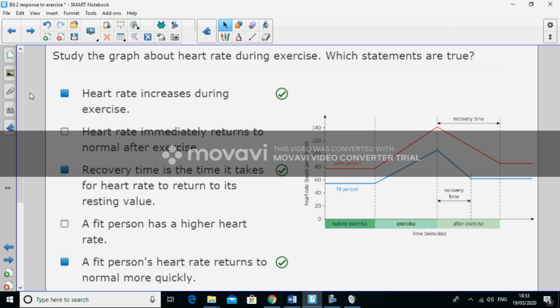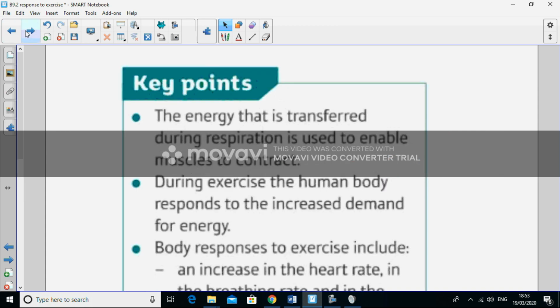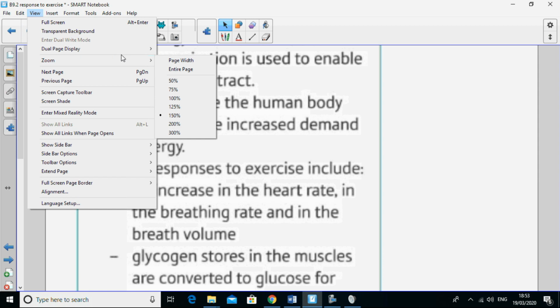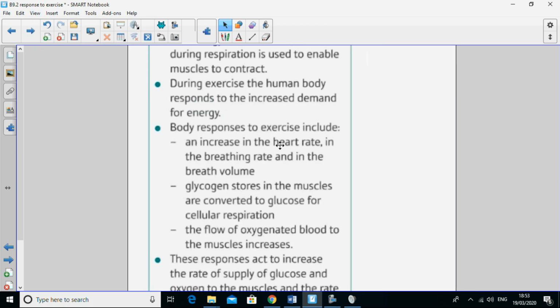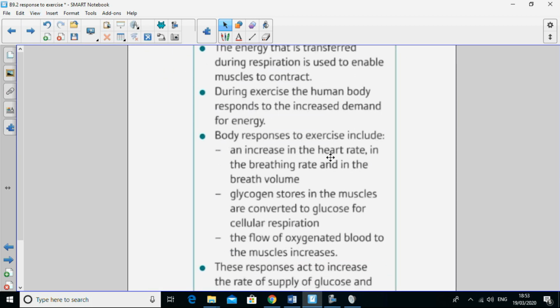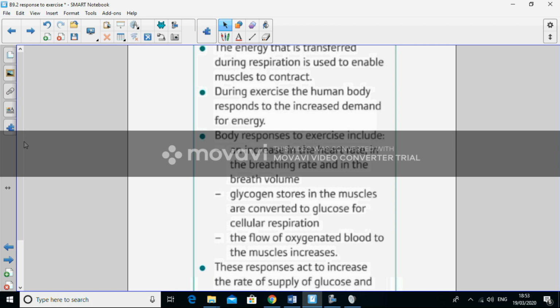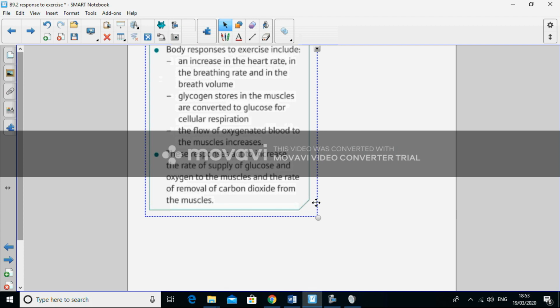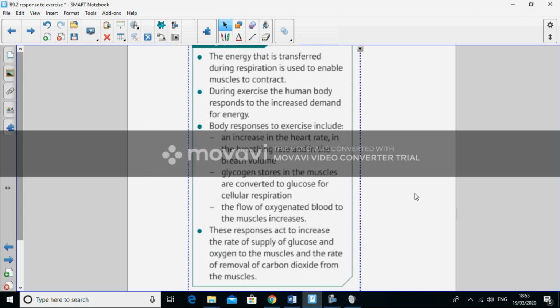Right. Good. Well done, everybody. And these are your key points. View, zoom so you can see it. 100%. Jot these key points down into your book. And there we go. There are your key points of what you should have learned this little session.